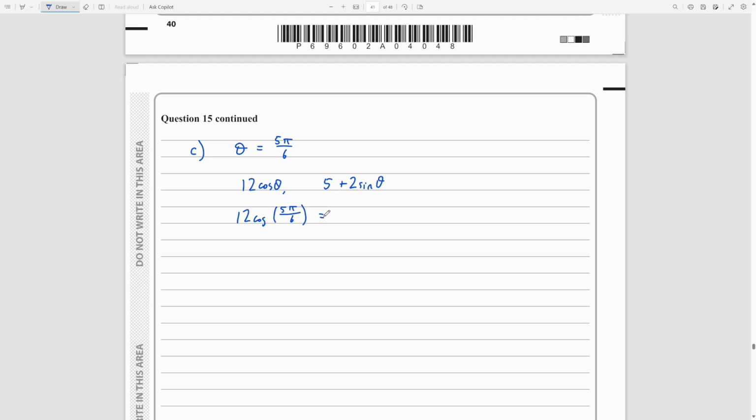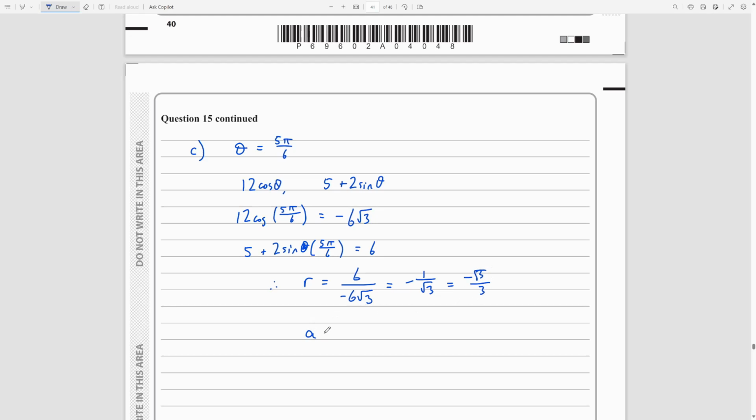Making sure my calculator is in radians, we just get 12 cos 5 pi over 6. It's minus 6 root 3. And what about 5 plus 2 sine, not sine theta, sine 5 pi over 6? 2 sine 5 pi over 6 is a half. We knew that. Plus 5 is 6. So that means that the ratio of the geometric sequence is 6 over minus 6 root 3, which is just minus 1 over root 3, or if you like, minus root 3 over 3.